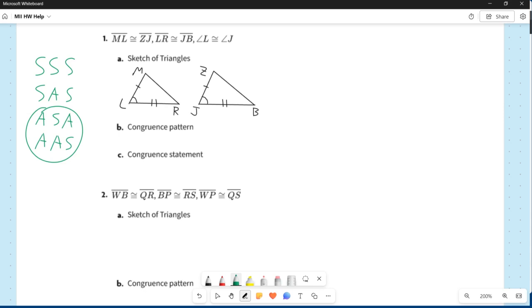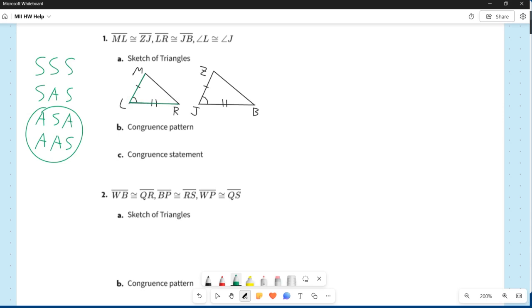With number one, in order to figure out which congruence pattern it is, we want to look at what parts of these triangles are congruent. Notice that for the triangle on the left, if I start at M and I sort of trace the parts that are congruent, if I start at M and I go like this, notice that I'm covering one of my congruent sides, then I hit my congruent angle, and then I hit my other congruent side.